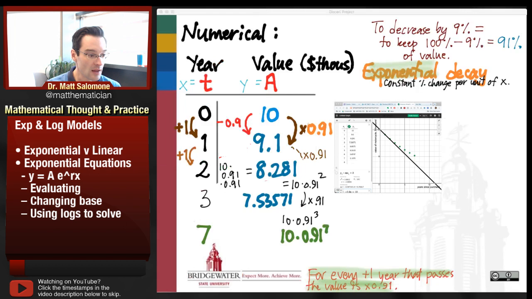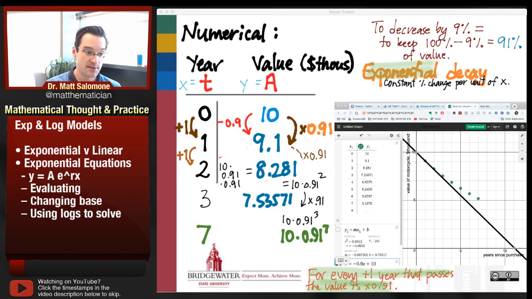And so what this suggests to me is that I can have an equation that relates t with a, or x with y, depending on how you like to see this. To get the value of my motorcycle, I just have to take my original amount, which here was $10,000, the purchase price, and multiply that amount each year that passes by 0.91. So I'll multiply by 0.91, and the number of times I have to multiply by 0.91 is t, the number of years. So this t ends up in an exponent.